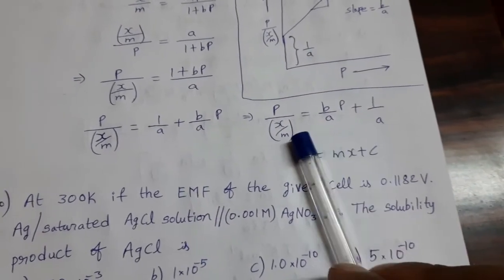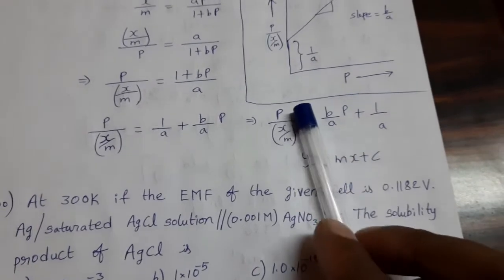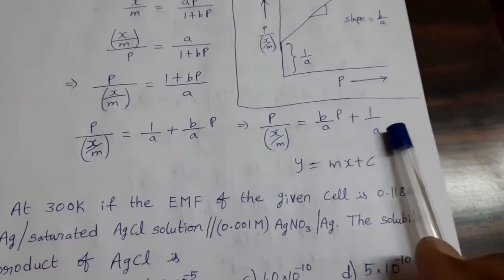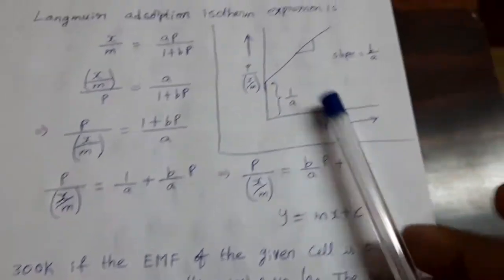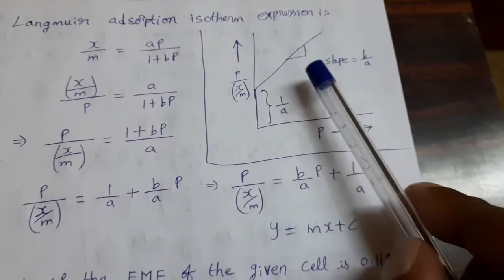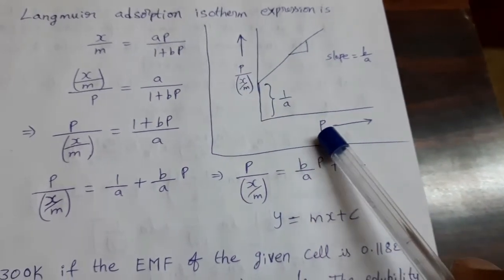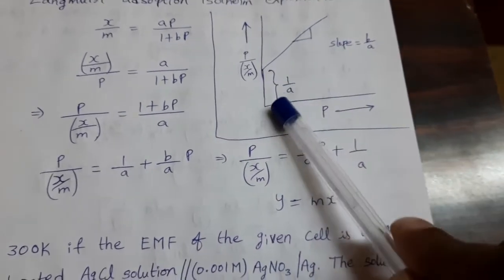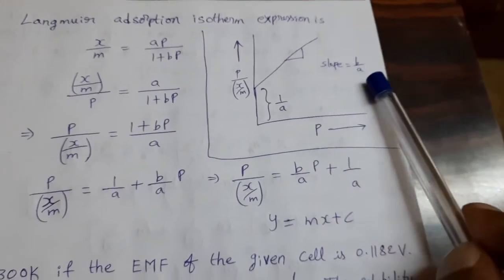Rearrange this one. This equation is similar to that of y equal to mx plus c. So this term is the y term and intercept is 1 by A, slope m equal to B by A. So this is a straight line. A graph drawn between pressure divided by x by m versus pressure on x-axis is a straight line. For this, intercept is 1 by A and slope is B by A.